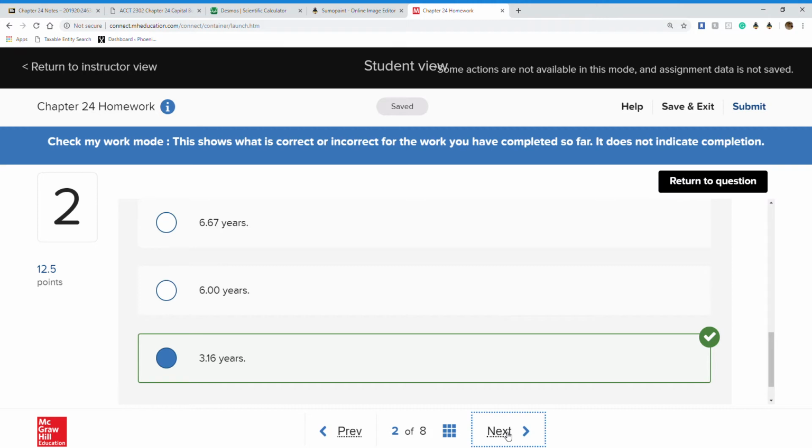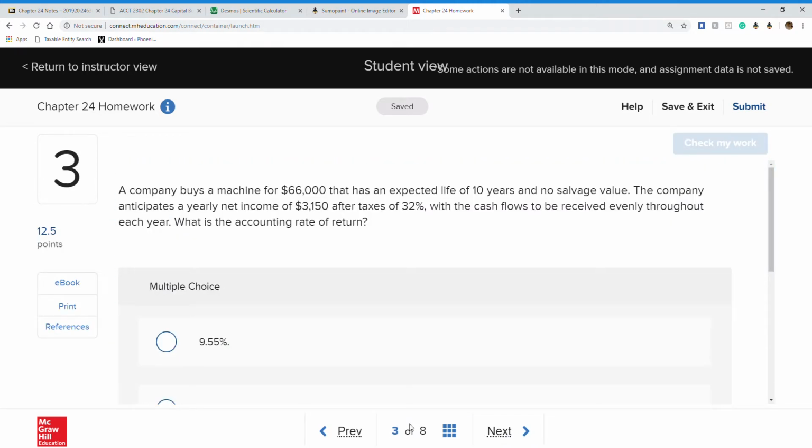Now ain't that lovely? Oh, Reggie, they solved another problem. Oh no. Now we gotta do something else. Oh, no. It's another accounting rate of return.